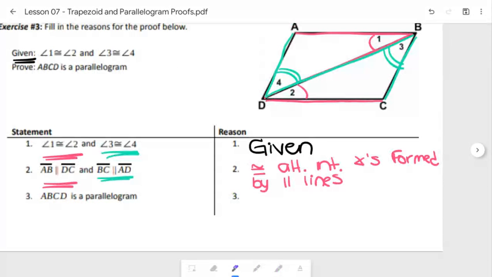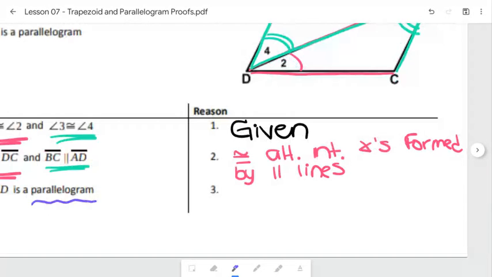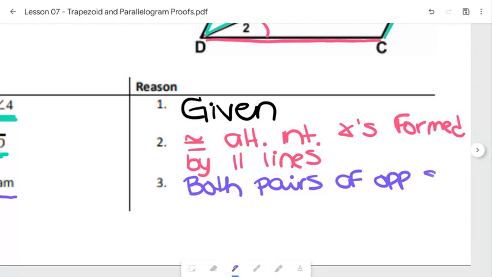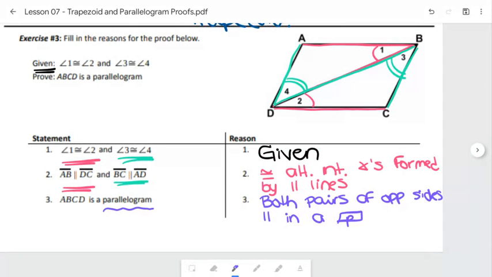We know then if both pairs of opposite sides are parallel, then it's a parallelogram, which is what I was trying to prove. And that's what I'm going to say. Both pairs of opposite sides parallel in a parallelogram. And then that was enough, right? So we show our shape is a parallelogram by showing one of its properties.